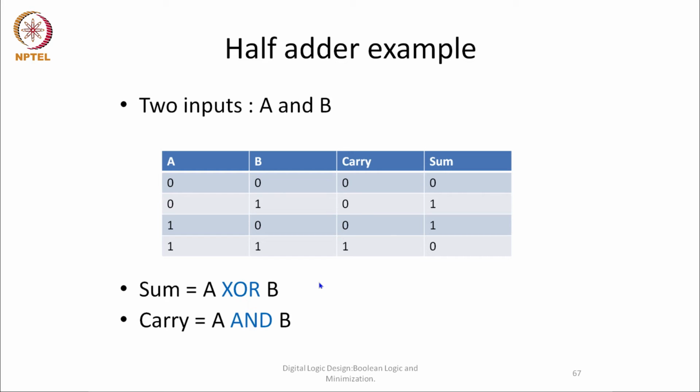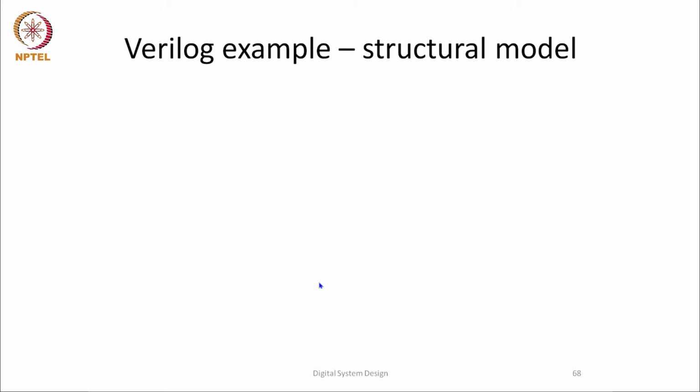So let us see how the Verilog module would look. While describing the hardware, or our description of a module, there are two ways: one is a structural model, another is a behavior model. We'll see both of these models, the structural model as well as the behavior model, in this particular lecture.